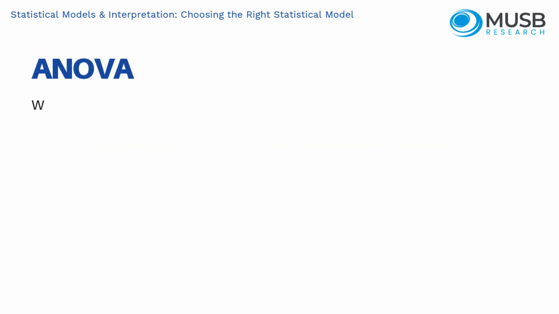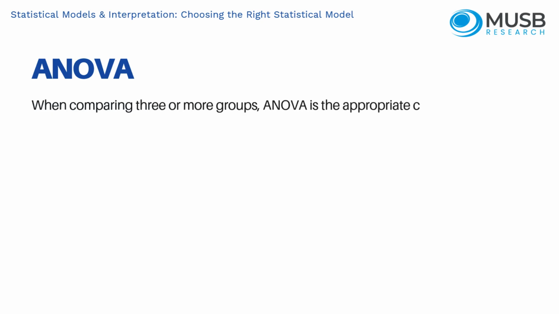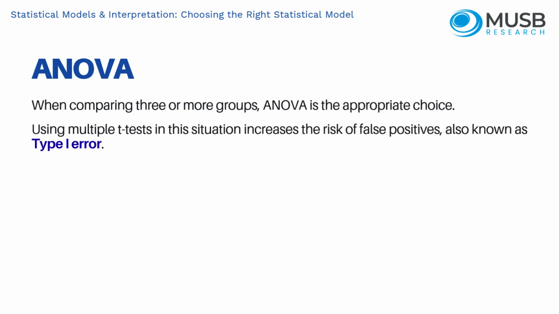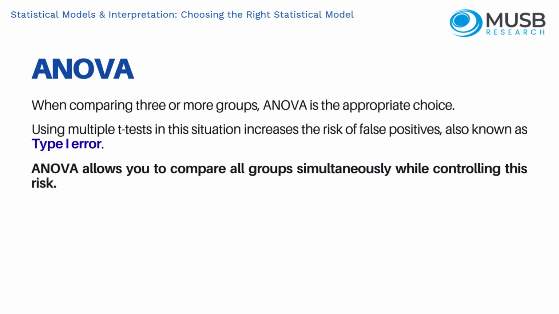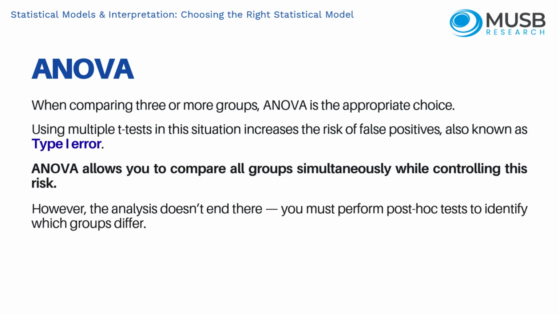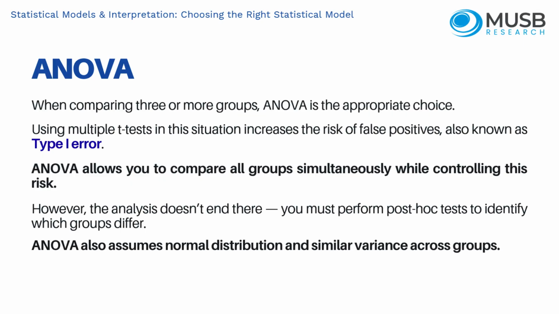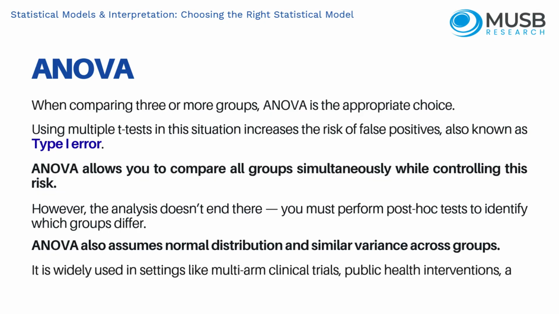ANOVA. When comparing 3 or more groups, ANOVA is the appropriate choice. Using multiple t-tests in this situation increases the risk of false positives, also known as type 1 error. ANOVA allows you to compare all groups simultaneously while controlling this risk. However, the analysis doesn't end there. You must perform post-hoc tests to identify which groups differ. ANOVA also assumes normal distribution and similar variance across groups. It is widely used in settings like multi-arm clinical trials, public health interventions, and dose-response studies in biology.